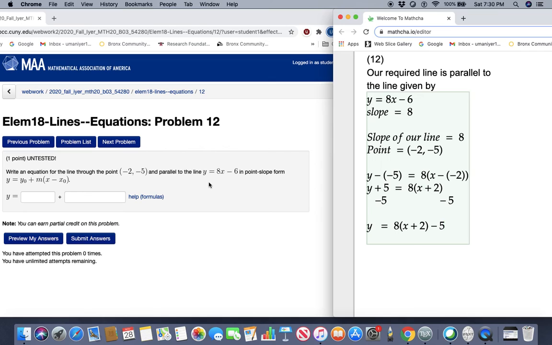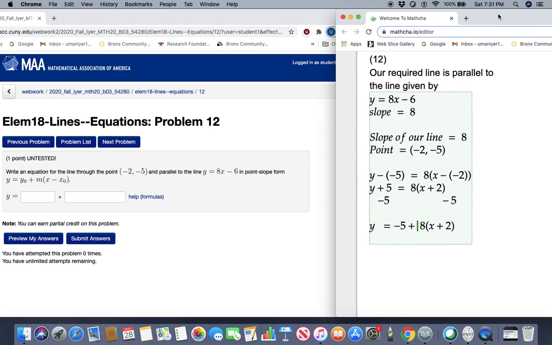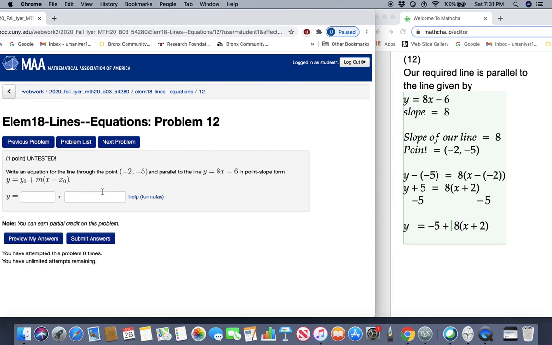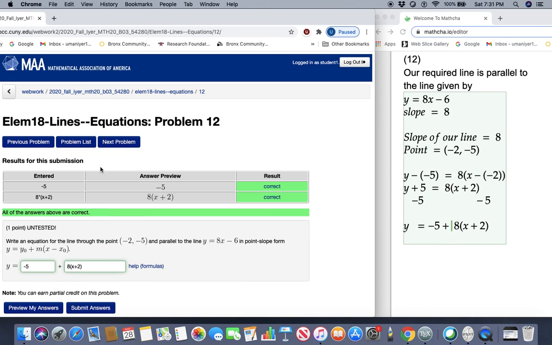Okay, so you wanted to write with the y coordinate first. So let's rewrite this with negative 5 first. Negative 5 plus 8 times x plus 2. So all I did was I wrote that negative 5 first. So this is going to be, therefore, negative 5 here, and here is 8 times x plus 2. All right. Next.